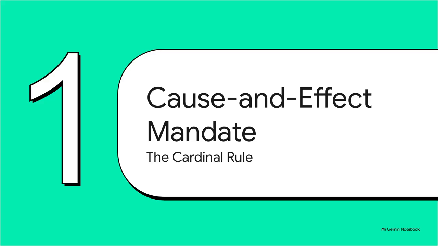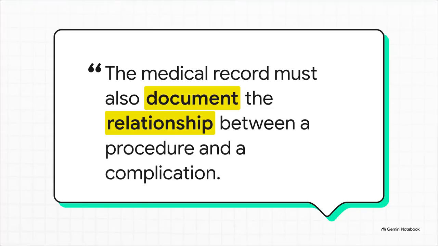All right, let's jump straight into Section 1, the cause and effect mandate. This right here is your cardinal audit survival rule. When it comes to linking a procedure to a complication, the CMS official guidelines are the ultimate authority. They completely override any textbook, training manual, or personal assumption you might have. The rule is crystal clear. Medical record documentation must explicitly specify the cause and effect relationship between the medical intervention and the condition.